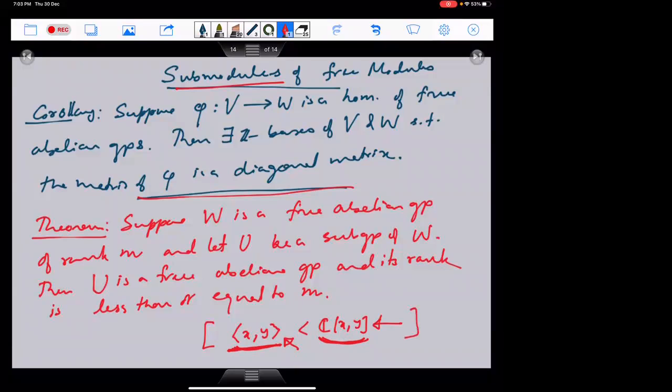Okay. All right. So here, I'm going to finish in a minute. See, if W is free, then its subgroup U is free. Secondly, if I know the rank of W, then there is a bound on the rank of U, namely the rank of W. So this requires two things. First you have to prove that U has finite rank. If U is any subgroup of a free abelian group of finite rank, then every subgroup is finitely generated. And it is in fact free, and the number of generators is bounded by the rank of the group W.